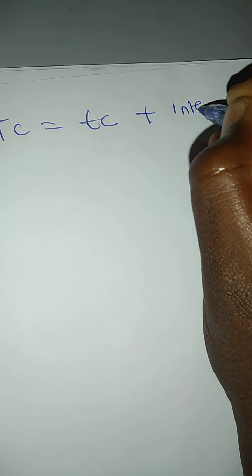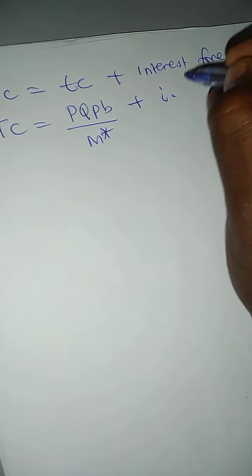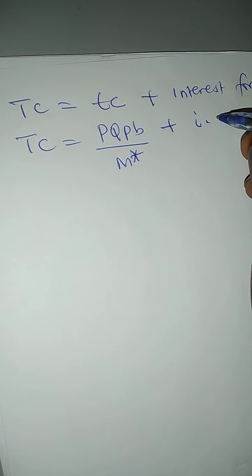The total costs are the transaction costs plus the interest foregone, or the opportunity cost. So the total costs are equal to the transaction costs, which is PQ PB divided by M star, plus the interest foregone, which is the interest rate times the average money holdings, which is M star divided by 2.